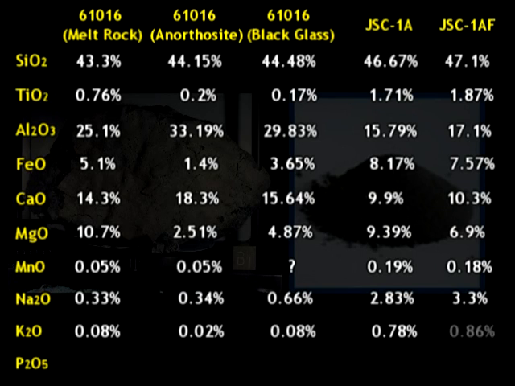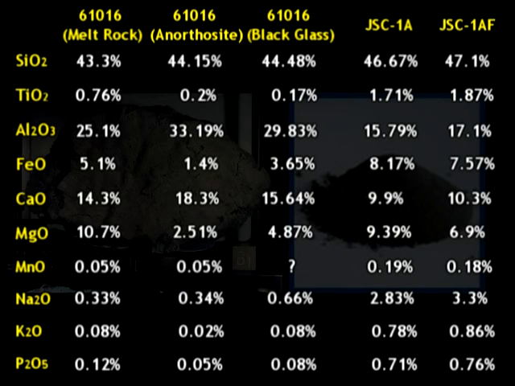For CaO, Big Muley melt rock is 14.3% calcium oxide, its anorthosite is 18.3% calcium oxide, and its black glass is 15.64% calcium oxide. JSC-1A is 9.9% calcium oxide, and JSC-1AF is 10.3% calcium oxide. The similarities go on and on. The guys at Orbitech have clearly done their homework.